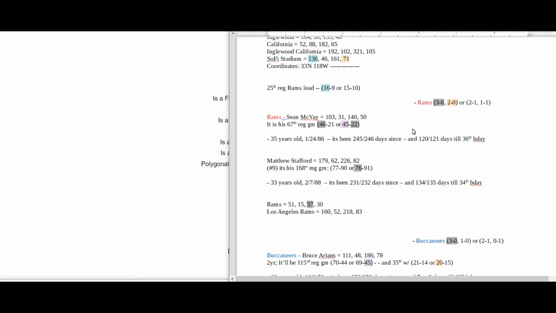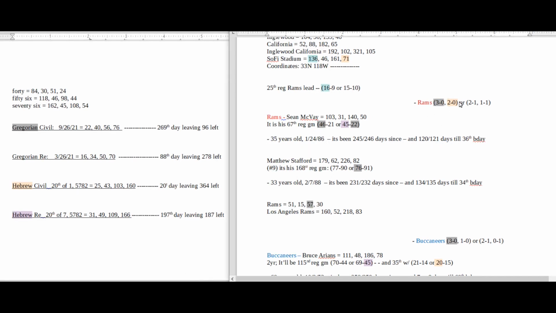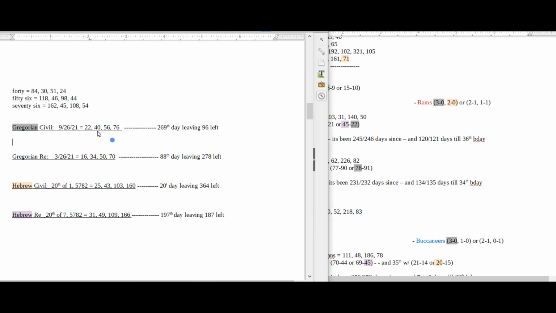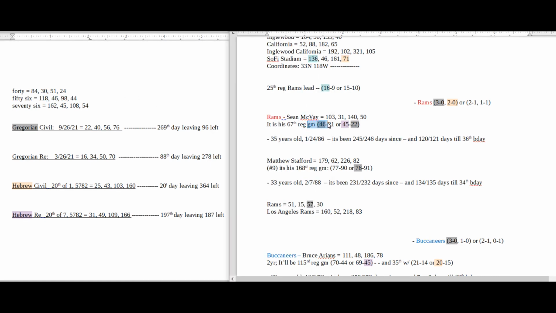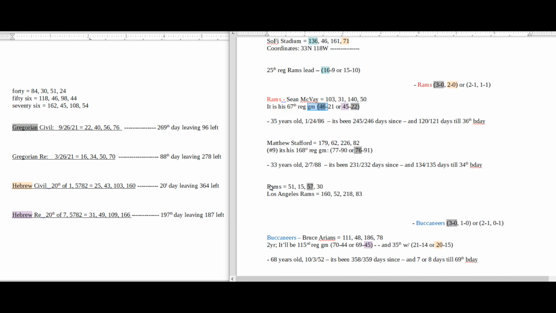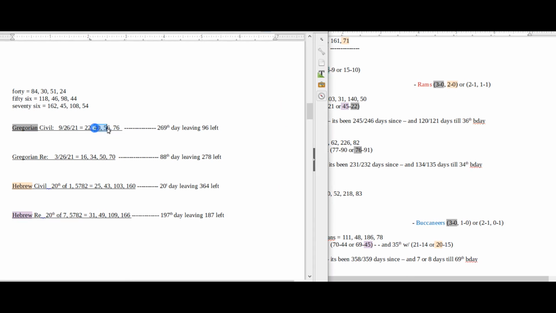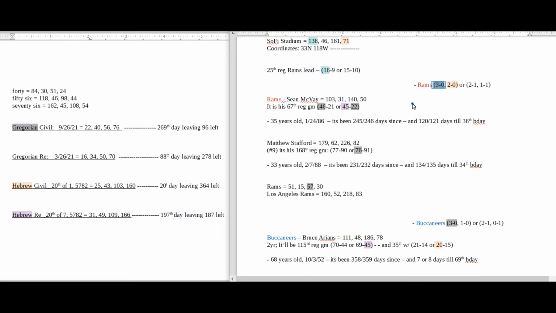Okay, and then the Rams could become 30 for a season record, or 3-0 for a season record, and 2-0 at home for the season. Today with 40 date numerology on the Gregorian, 40 sums to 30. Today with 56 date numerology on the Gregorian, 56 sums to 46. The Rams coach can get his 46th regular season win. And the word Rams sums to 51 and 30. 40 date numerology sums to 30 and 51. Rams could become 3-0 for the season, like 30. So those are the numbers for the Rams to win this game.